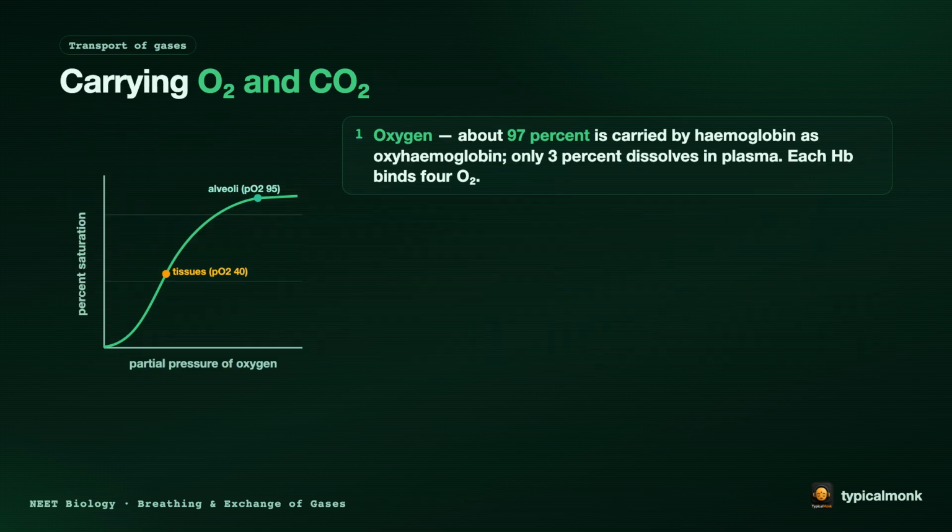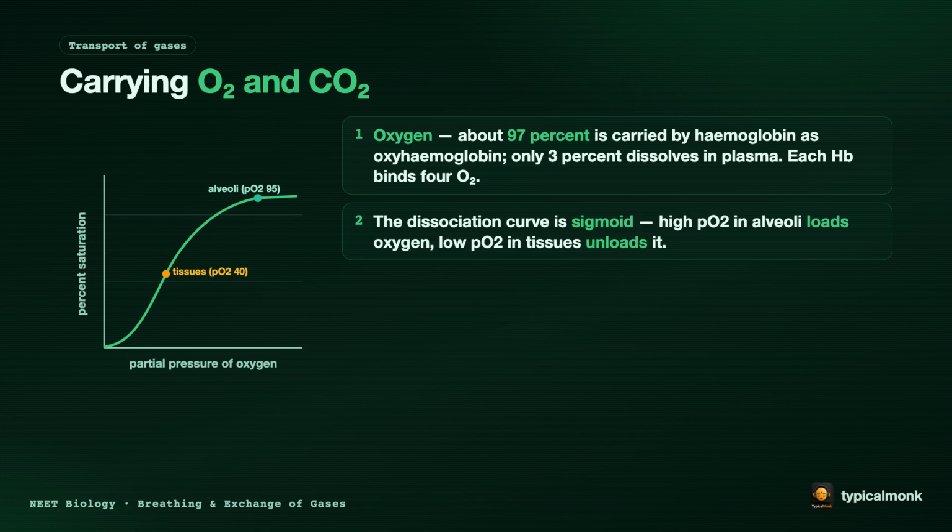Now, the transport of gases. Oxygen, about 97%, is carried by hemoglobin as oxyhemoglobin. Only 3% dissolves in plasma. Each EP binds 4 oxygen molecules. The dissociation curve is sigmoid. High PO2 in the alveoli loads oxygen, low PO2 in the tissues unloads it.